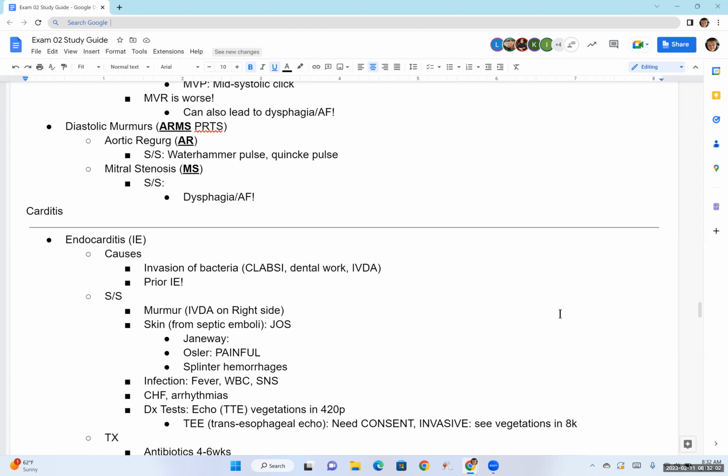Right. And all your carditis is also the same. One thing that's similar is they all have an infectious presentation. So they have a fever, a white count, and SNS firing off. Because your SNS fires off when you have an immune reaction, when you have a fever. So that's what's common, and that's going to clue you in that you have a carditis going on.